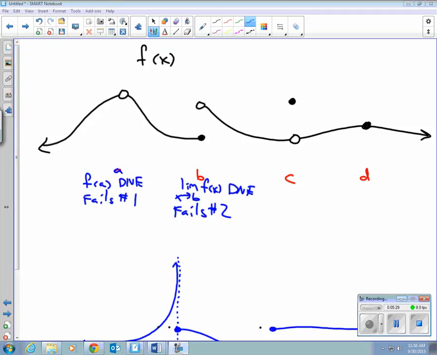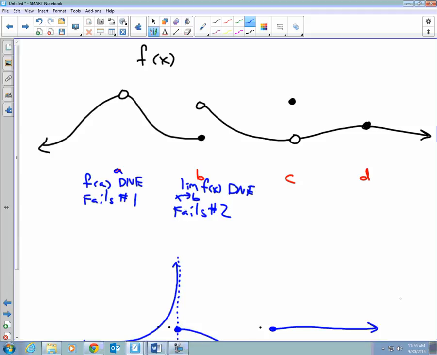All right, here we go. This one fails because the limit does not exist. Why does the limit not exist? Because it doesn't feel like it. Thank you. Or because it's not the same from the left to the right.